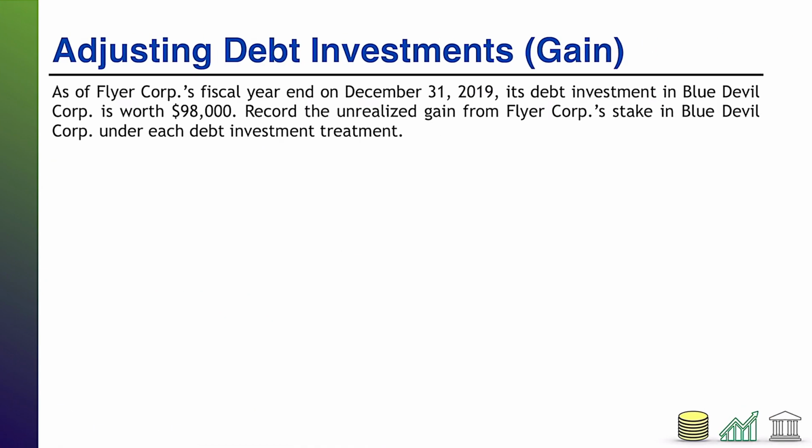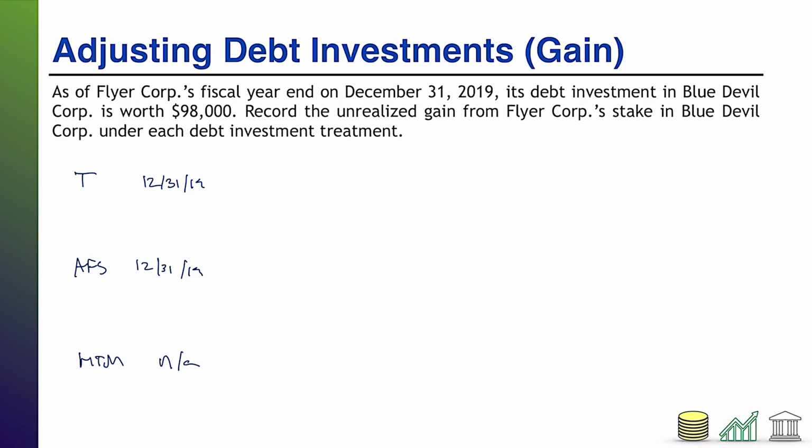So here we go. As of FlyerCore's fiscal year end in 2019, the debt investment in Blue Devil Core is worth $98,000. Record the unrealized gain. All right, so this is 12/31/19. Although you might stop me right there and just say, hey, guess what? That held to maturity, not applicable. Right? Because this is just another price change. And we don't care about those price changes under held to maturity. So not applicable. Remember, trading, just like equity.